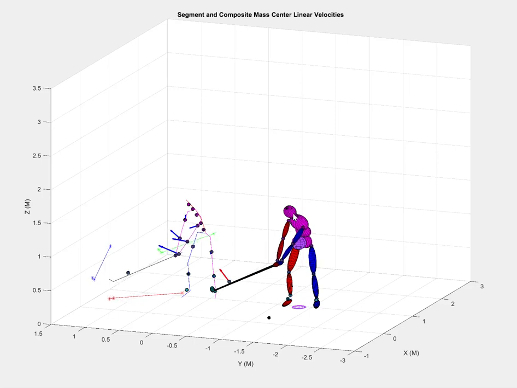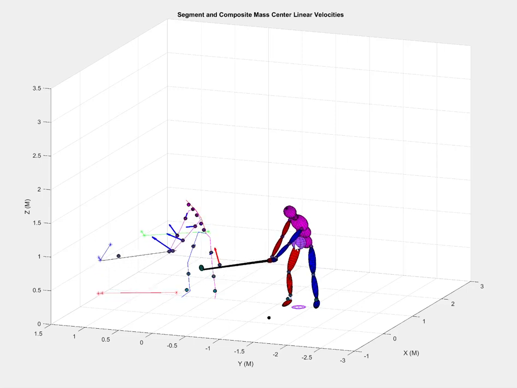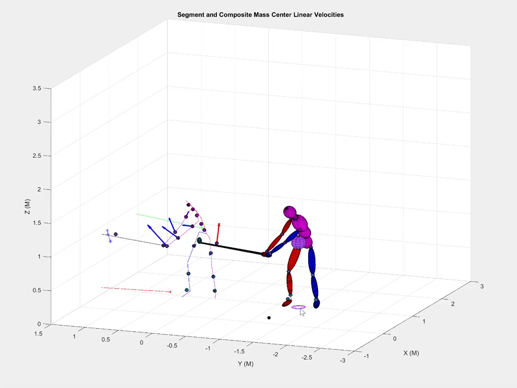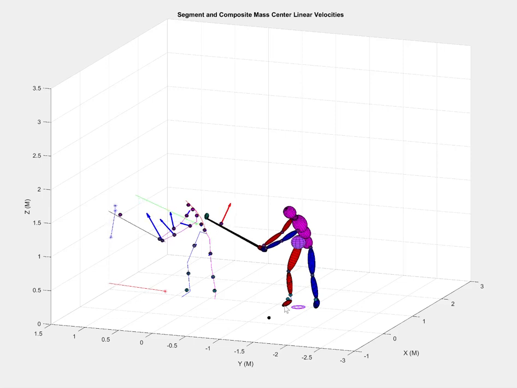Here you're looking at all the 17 segments of the body. The mass centers are represented on the left one, the stick figure. But this big one here, that's the composite mass center. So that's the mass center of all of these combined, and you could see its projection on the floor. It's really cool to see that when you start to look at golf swings.